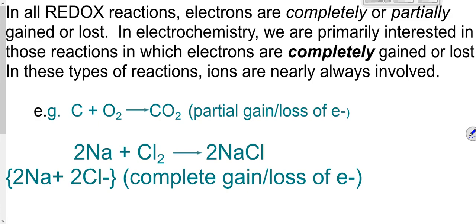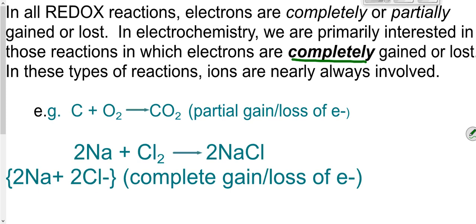So in any redox reaction, my electrons are only going to be either completely or partially gained or lost. So in an electrochemical cell, if I want to make a battery, I'm actually going to need to use those where we have a complete gain and loss. And that's really important because I'm going to need those electrons to eventually flow through a wire so I can use that current for something useful.